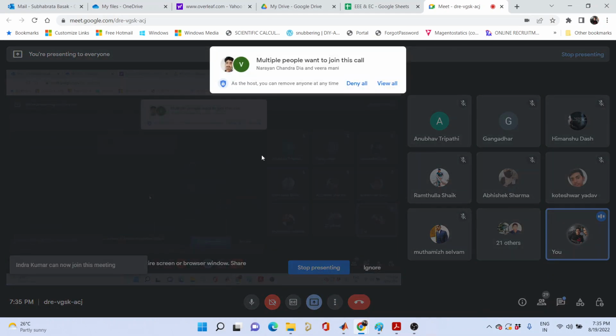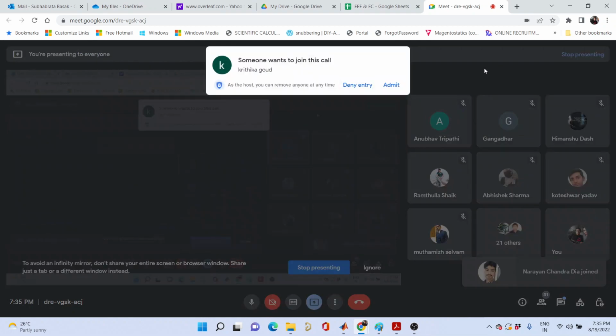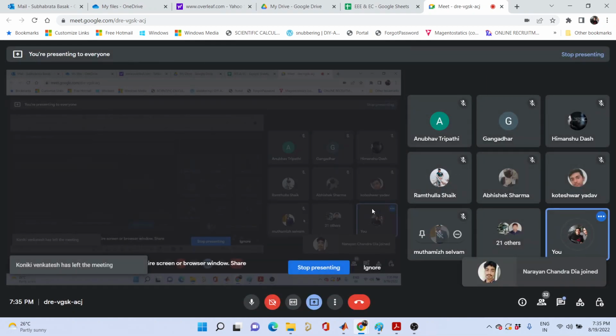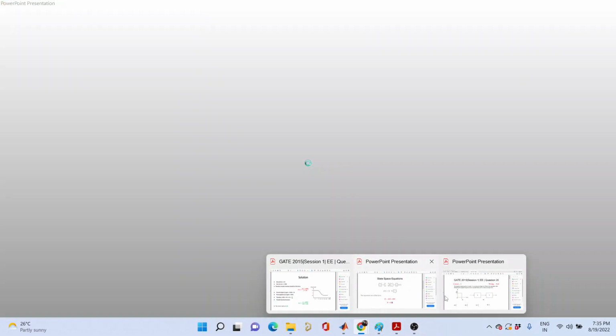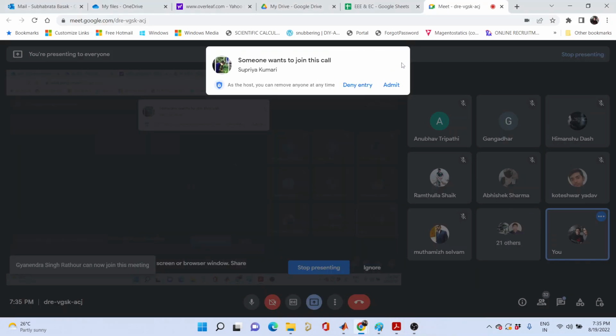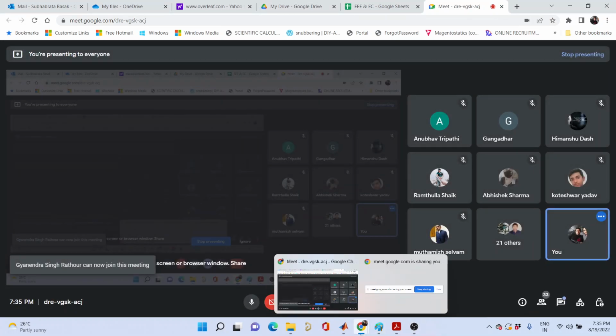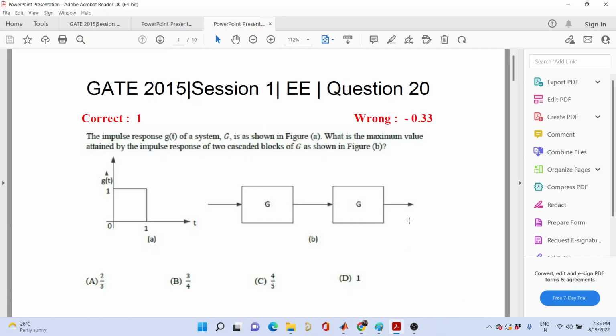Who is saying the answer? Sir, D option. D. Okay. Anybody else? D is the option. How are people saying that it is D? Please explain, whoever is saying D. Anubhav, you are saying D, right? Tell me why. Yes, sir.